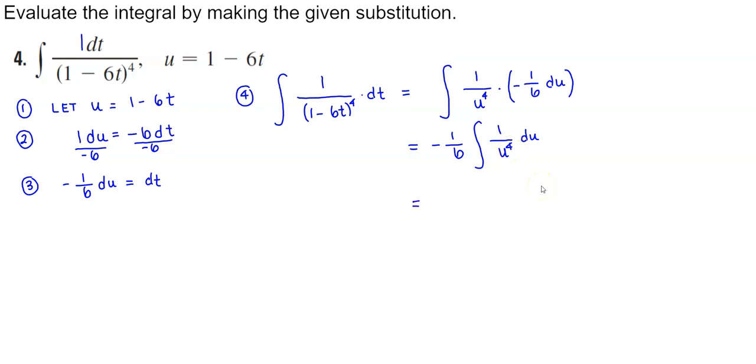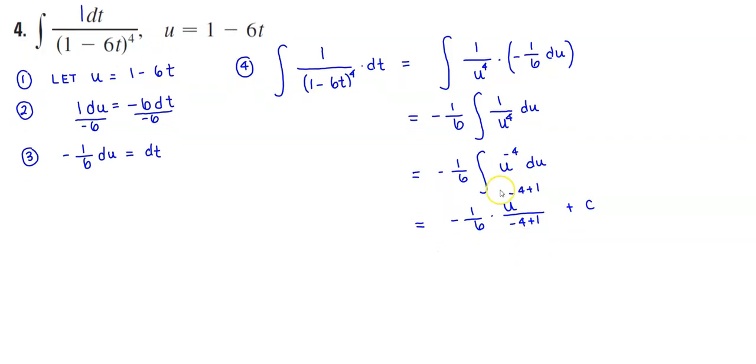And now we want to rewrite this so that this has a negative exponent. So we have negative 1/6, and this now becomes u to the negative 4th du. And now we're going to take the antiderivative of u to the negative 4th. So we have negative 1/6 times, the antiderivative is going to be u to the negative 4 plus 1 over negative 4 plus 1. And again, since this is going to be a constant here, we have to write plus c.